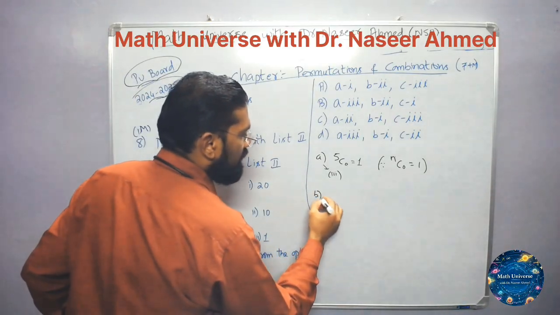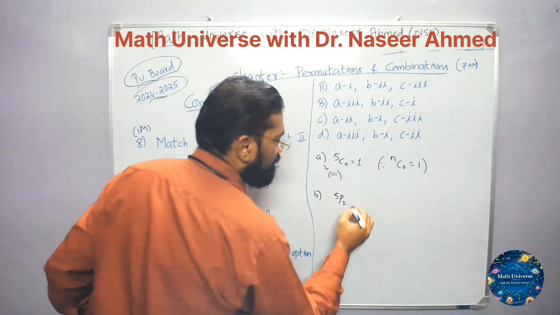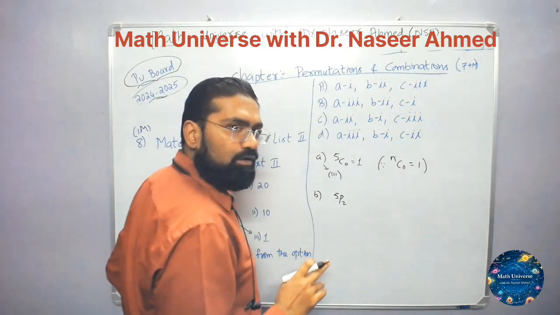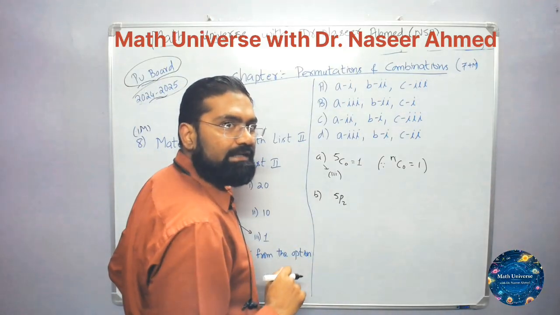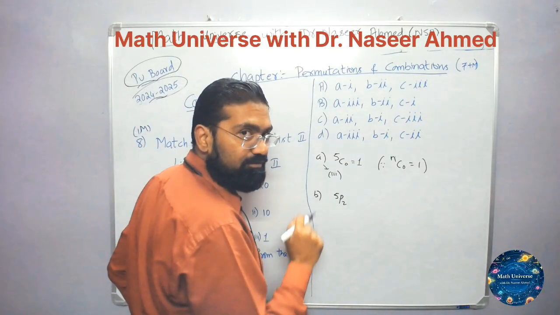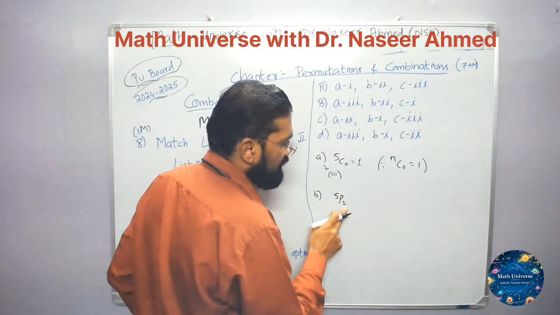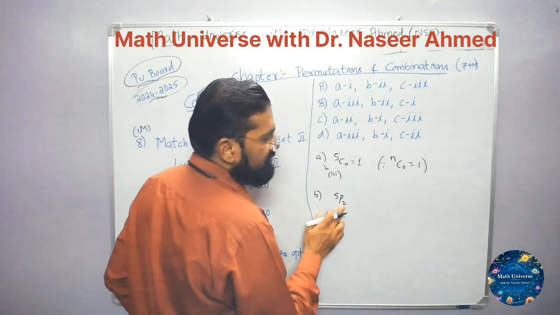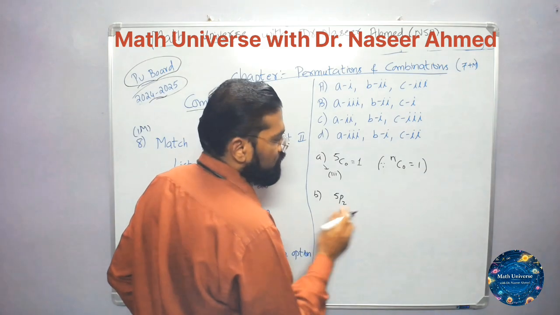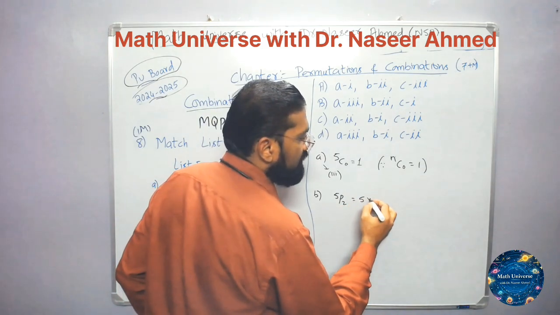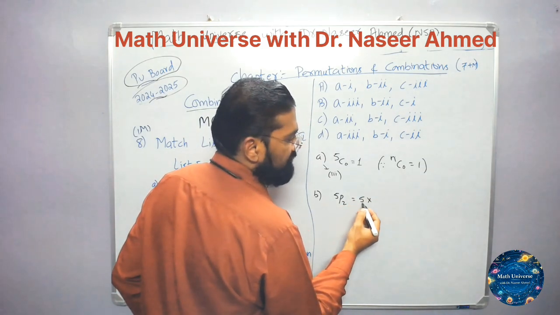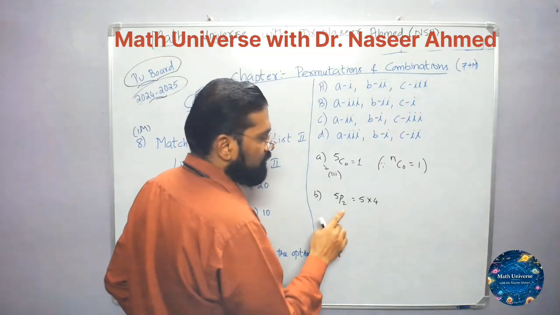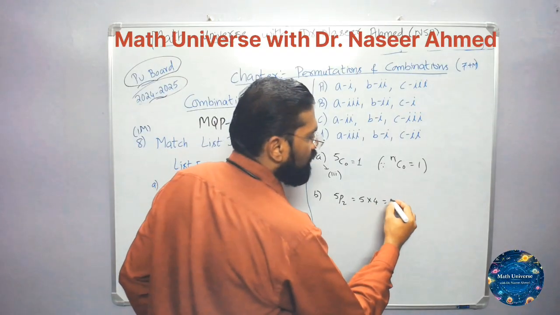B is 5P2. See, we can avoid the formula and get the answer. How? See carefully. Without the formula, we can solve. What's the number here? 5. What's the number here? 2. So start from 5, and the second number will decide how many consecutive numbers. Here it is 2. So first is 5. Then the next number less than 5 is 4. Stop. Why stop? 2 is there. So the answer is 5 into 4, 20.